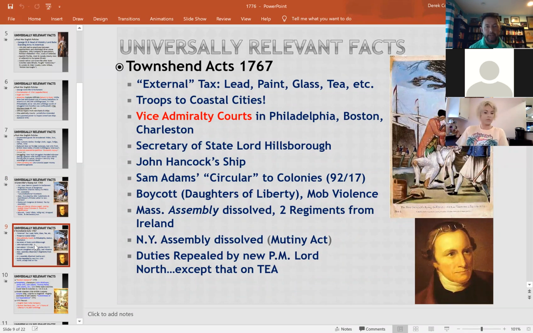The Townshend Acts: lead, paint, glass, tea, etc. New external goods, import and export taxes. Vice Admiralty courts were moved to the big cities. Remember, not only the Vice Admiralty courts, where people felt that smuggling suspects would not receive true justice, but the soldiers, as a part of those naval courts, flooded into the cities. And so now you have this sense of anxiety that the crown is sending his own soldiers no longer on the periphery of the colonies to ostensibly protect the colonists from Native American attacks, but now moving them into the cities themselves.